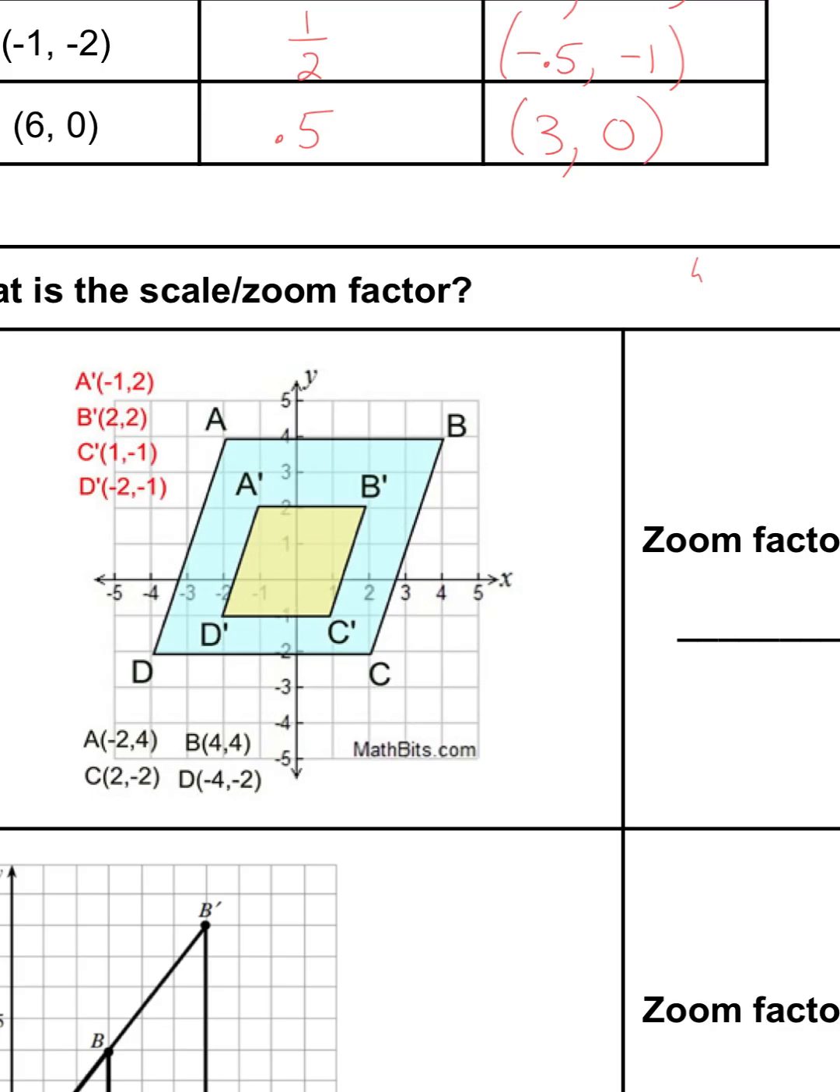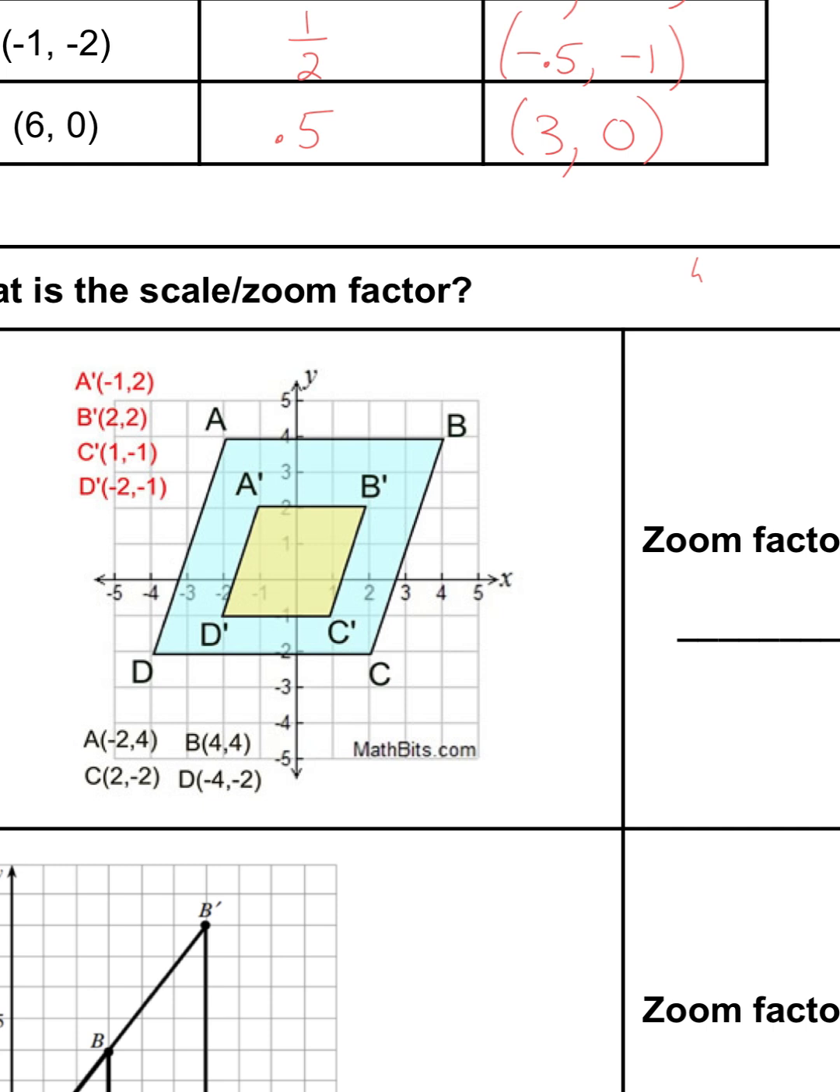Let's look at this example. Our original figure is A, B, C, D, the bigger one in blue. The smaller figure, A prime, B prime, C prime, D prime, is our dilated figure. So our figure is getting smaller. So our scale factor has to be less than 1.